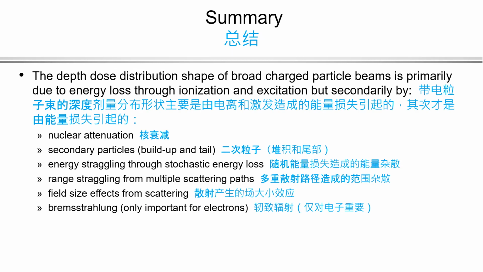To summarize, the depth dose distribution shape of broad charged particle beams is primarily due to energy loss through ionization, but secondarily by nuclear attenuation and secondary particles, straggling, and scattering. The field size can have large effects on the depth dose distribution. Bremsstrahlung is only important for electrons.